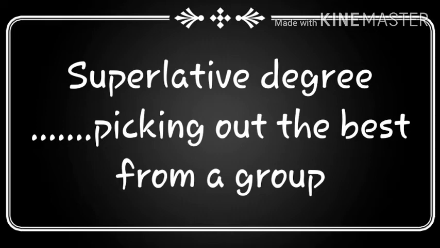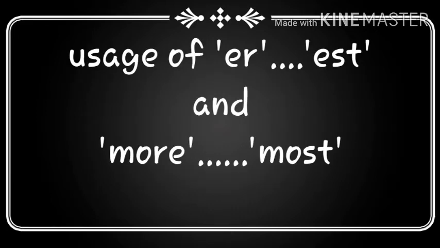Now we have in some cases some difficulty in using the correct comparative and superlative degree. Example, when I say hot, that is positive degree. Hotter is comparative. Hottest is superlative. But in some cases, there are words like beautiful. Beautiful is a positive degree. For comparative, we have to add more: more beautiful. For superlative, we have to add most: most beautiful.